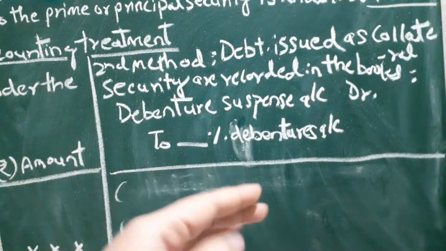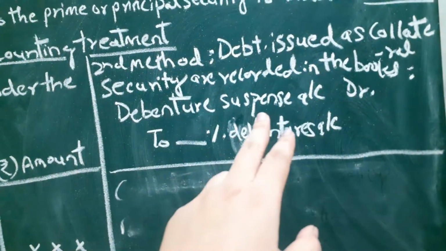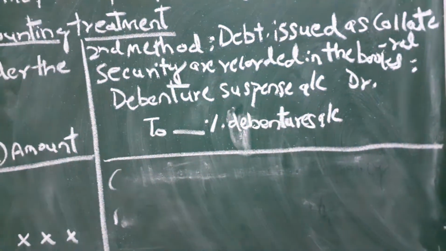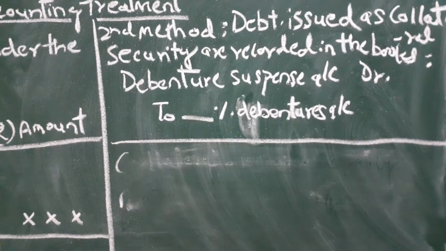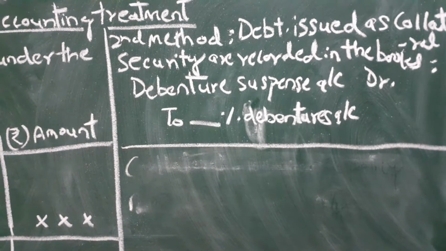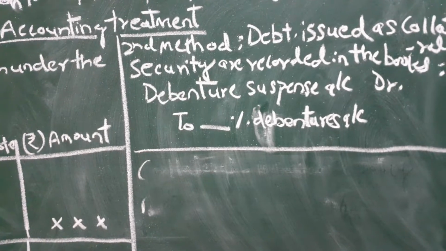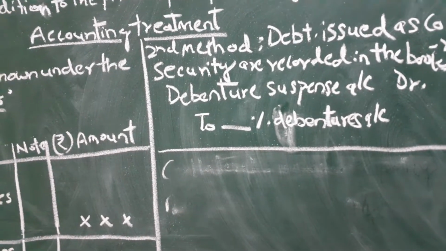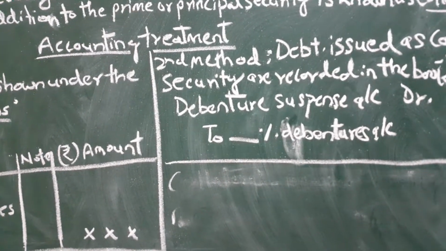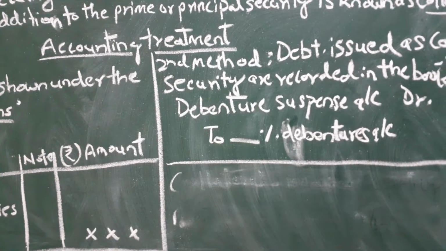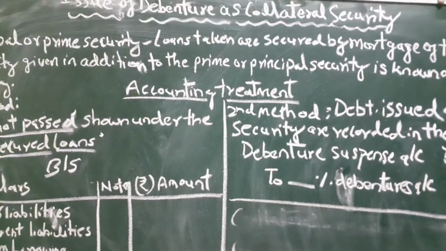How are you going to cancel this? Just by reversing the entry. That means the debentures account which had been credited will be debited, and the debenture suspense account which had been debited will now be credited, for cancelling the entry. And in the balance sheet, how will the debentures be disclosed? The debentures issued as collateral are shown separately from other debentures. This you have to remember. Debentures issued as collateral security for the loan of the company are usually shown in the notes to accounts, in which the loan secured by the debentures is shown.